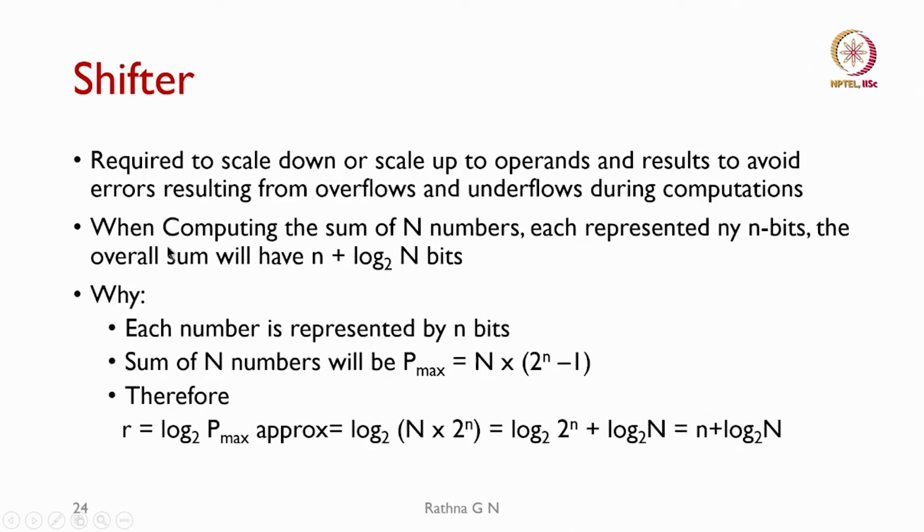The next one is, after the multiplier we need the shifter. First, why do we need the shifter? It is to scale down or scale up operands and results to avoid errors resulting from overflows and underflows during the computations. As we saw in the previous example, we scaled down all our numbers and then used them for our multiplication, that is, converted from integers to fractional numbers. So, that fractional multiplication is not going to overflow.